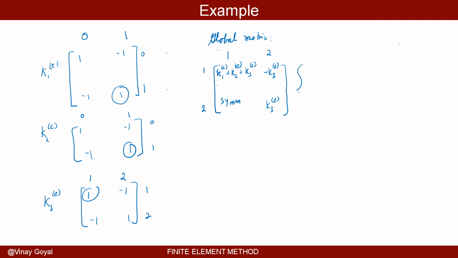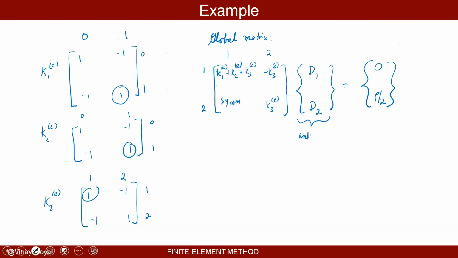You can verify that if what you did is right, the global stiffness matrix should be symmetric, right? Which it is. Now we can go to the representation of the linear system. We have two active nodes, so D1 and D2, and on the other half of the equality, we have the external loads.